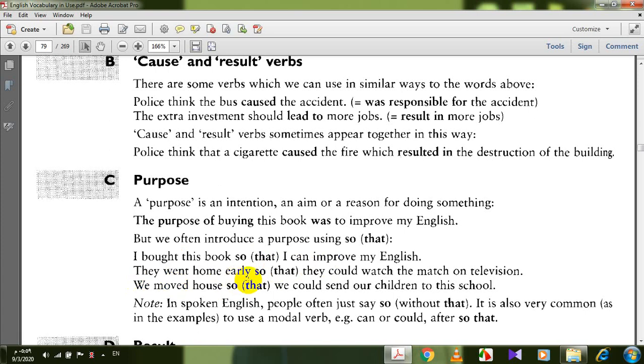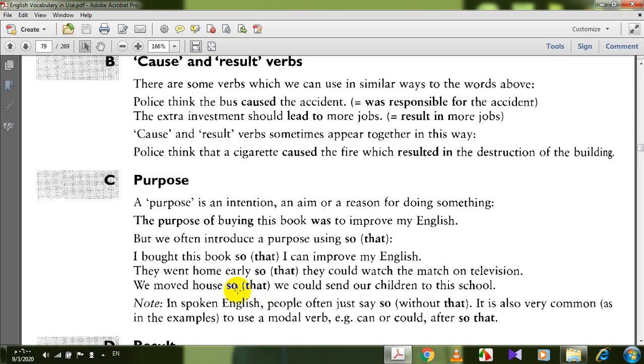They went home early so that they could watch the match on television. Why did they go home early? What was the purpose? So that they could watch the match on television. So after so or so that comes the purpose. We moved house, which means we moved to a new house so that we could send our children to this school. So or so that.